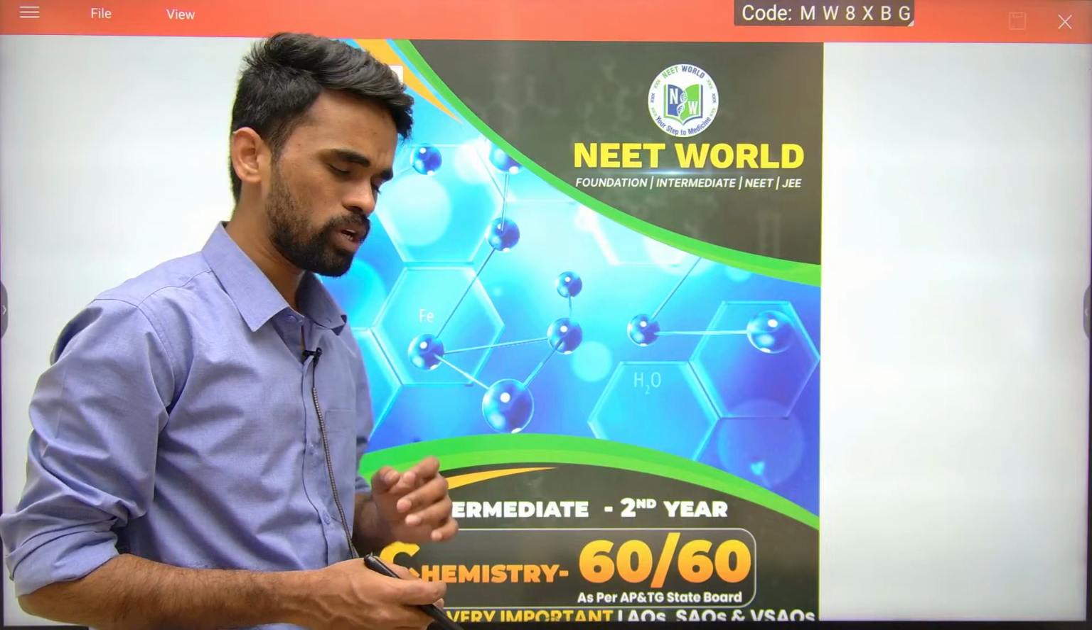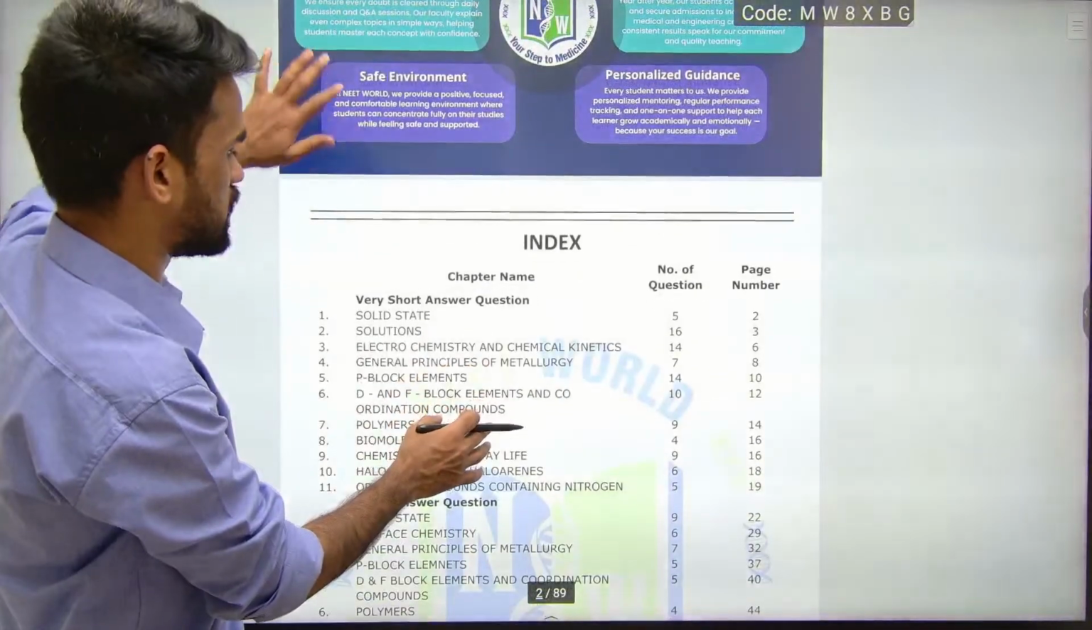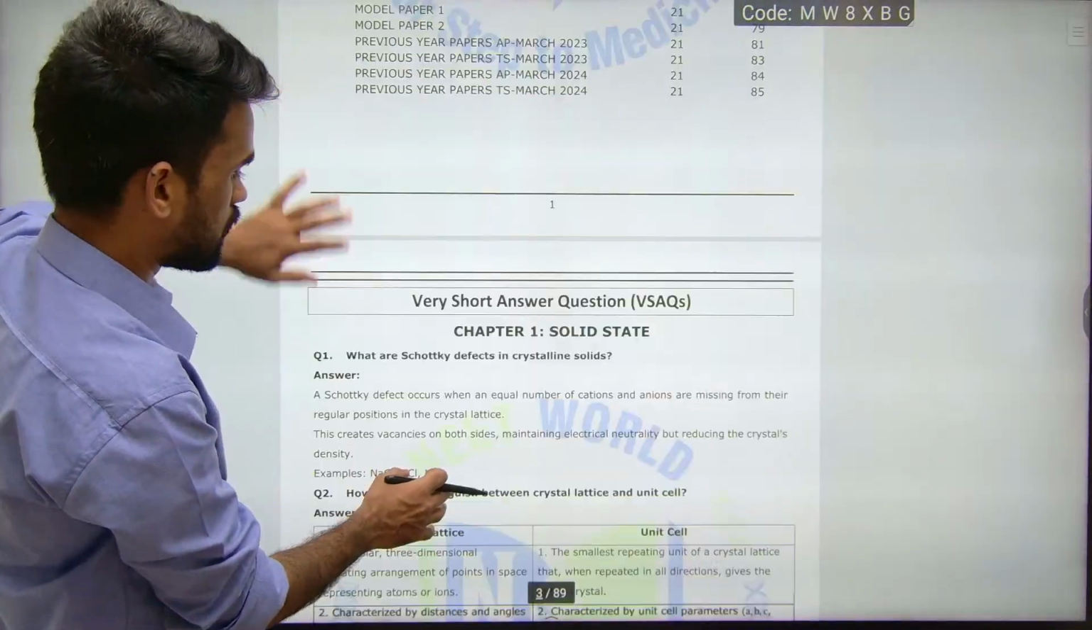Now in this session we will be discussing the P block elements, very short answer type questions. Let me show you.